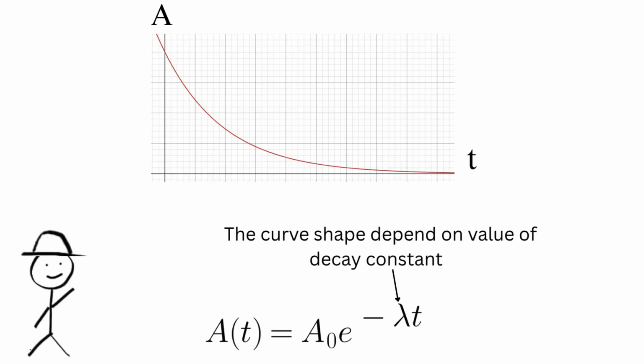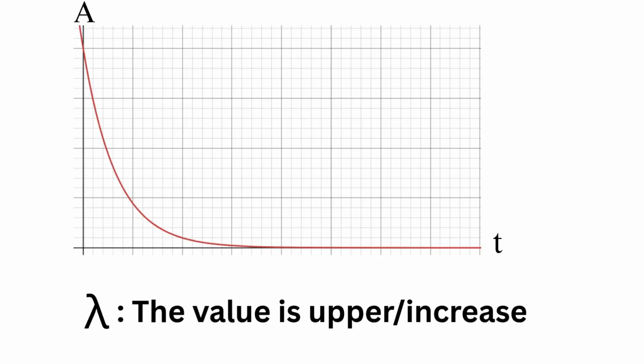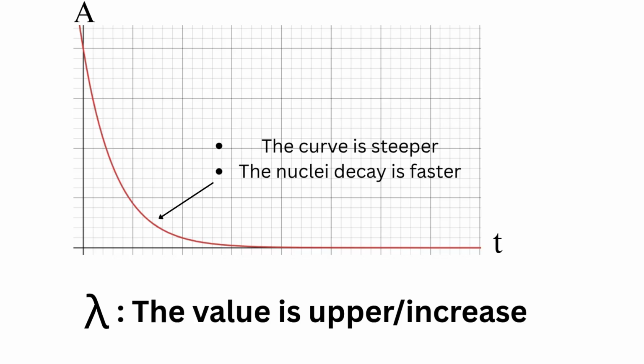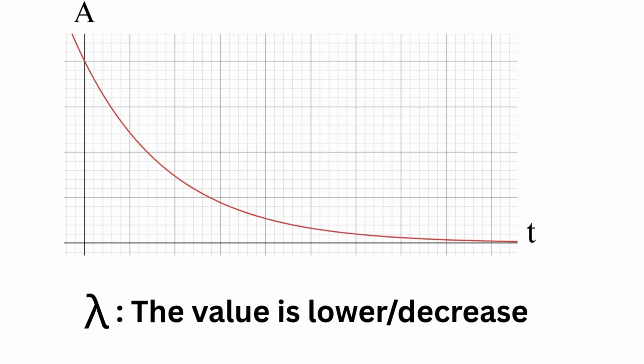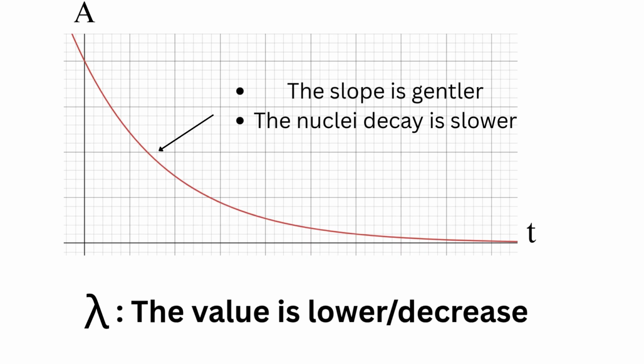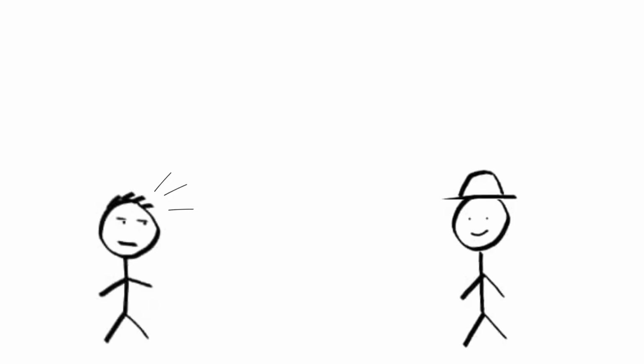The curve shape on this graph depends on the value of the decay constant, which is lambda in this formula. If the value of the decay constant increases, the slope of the curve becomes steeper. That means the nuclear decay is faster. However, if the value of the decay constant is decreasing, the slope is gentler. That means the nuclear decay is slower.